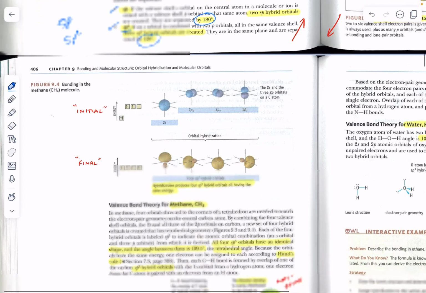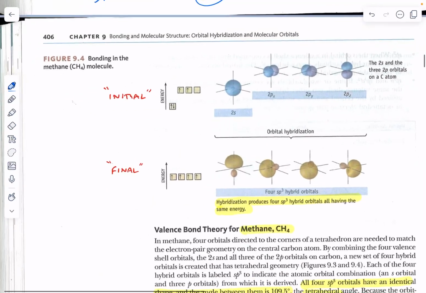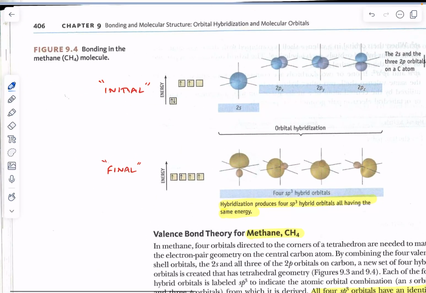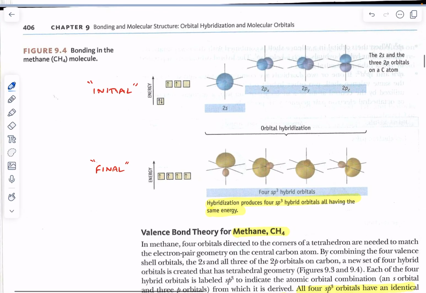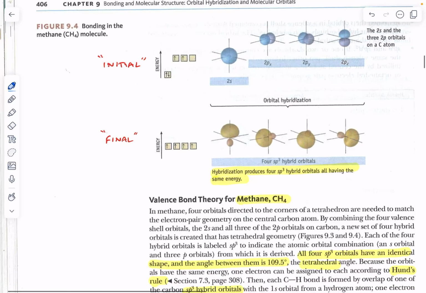And now let's take a look down here. What about using the valence bond theory for methane? Talking about methane again. And so we might have, when we think about what we start with, this is drawing number 1 at the very top. And I'm calling this the initial configuration as you originally learned it.